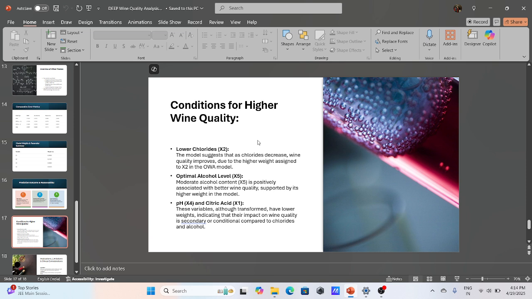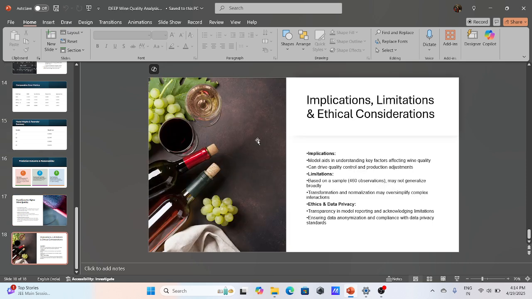These variables, although transformed, have lower weights, indicating that their impact on wine quality is secondary or conditional compared to chlorides and alcohol. Implications, limitations, and ethical considerations. The model aids in understanding key factors affecting wine quality and can drive quality control and product adjustment. Limitation: based on a sample of 460 observations, it may not generalize broadly. Transformation and normalization may oversimplify complex interactions.